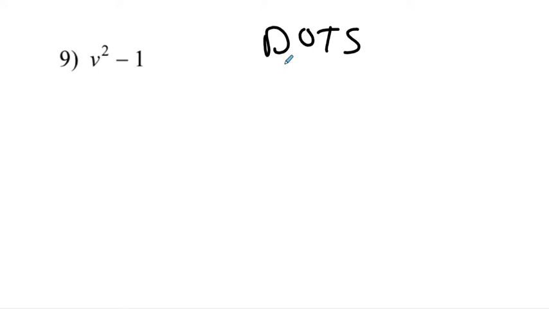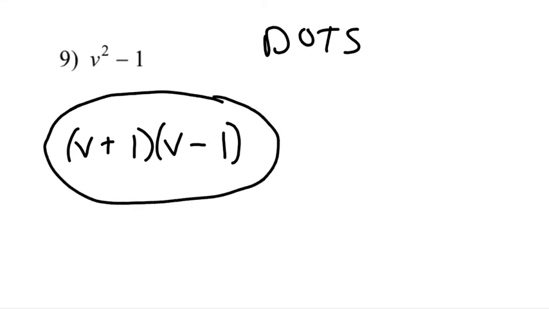Are they both perfect squares? Yes, v squared is a perfect square, and 1 is a perfect square. It's 1 times 1. Once we know that, we are ready to jump right into our problem. No table needed. First term, what times itself gives you v squared? Well, that's v times v. What times itself gives you 1? Well, that's 1 times 1. One's a positive, one's a negative. And that's it. You're done. That's all you have to do for those dots, difference of two squares problems.